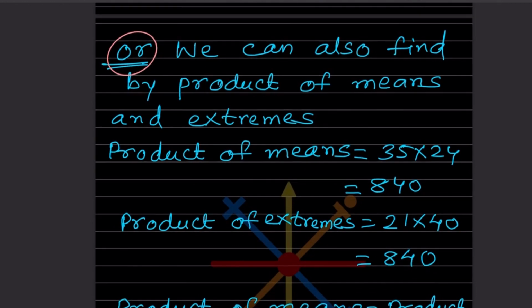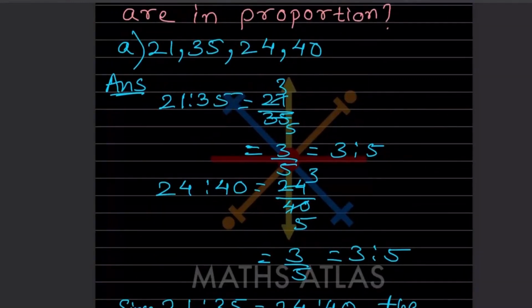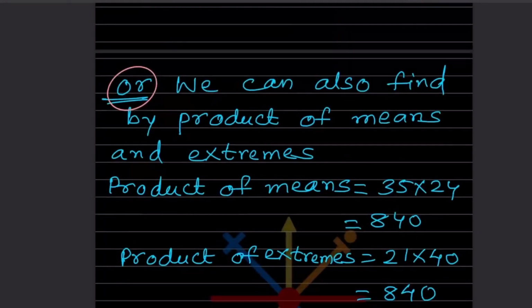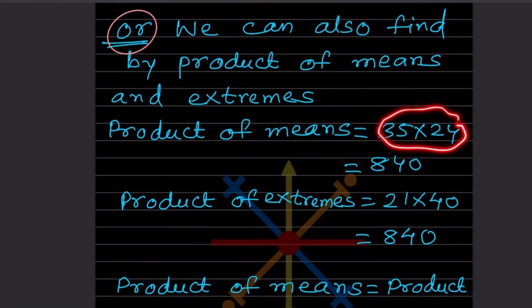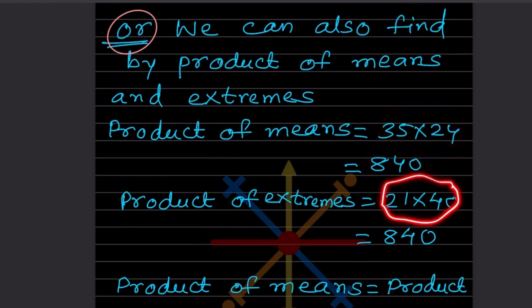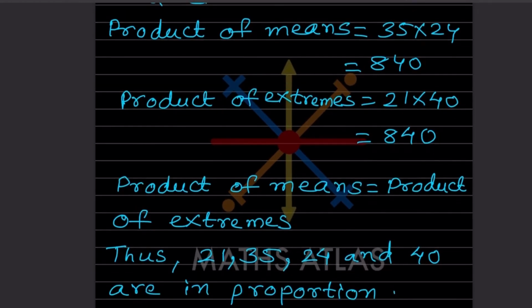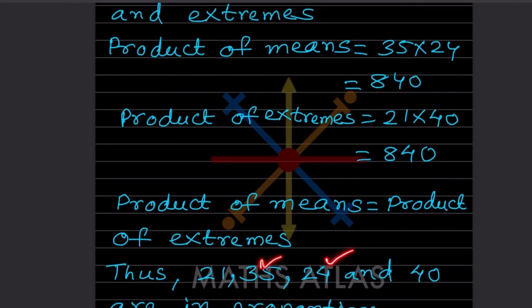The other method we have seen, we can take the same example. That is the product of means and product of extremes. We know the extremes here are 21 and 40, and the means are 35 and 24. You multiply this, you get 840. And extremes are 21 and 40, so you get 840, both are the same. So product of means is equal to product of extremes. So we can say these numbers 21, 35, 24 and 40 are in proportion. You can do it either way.